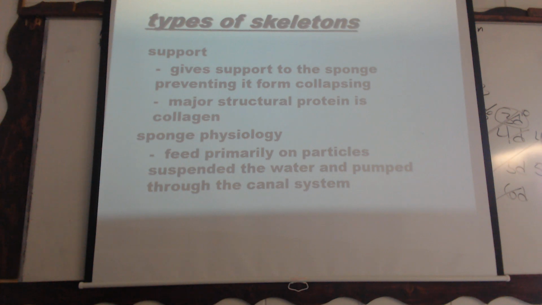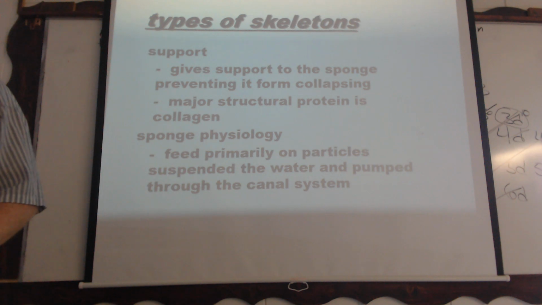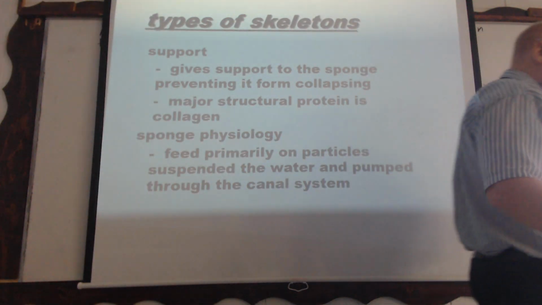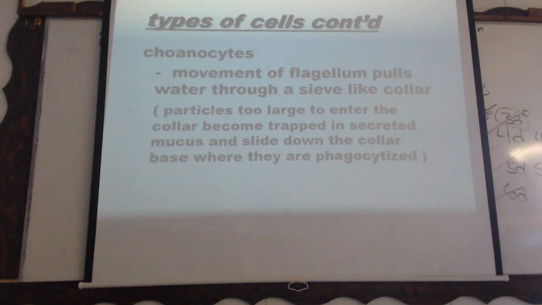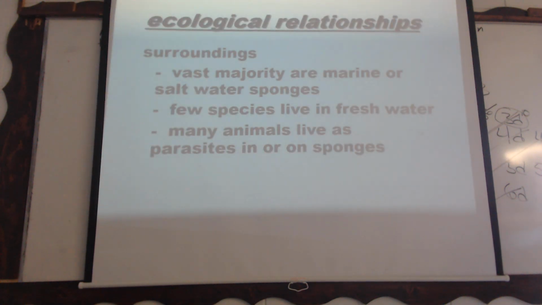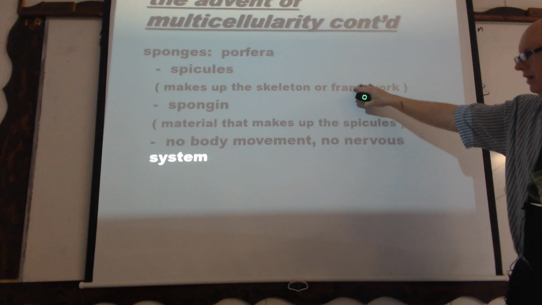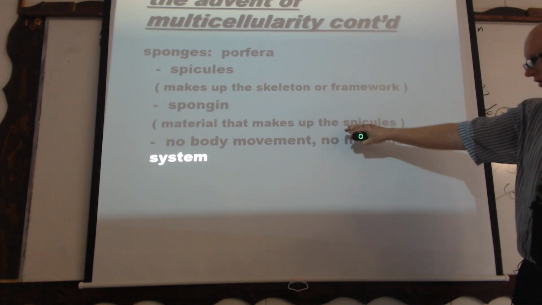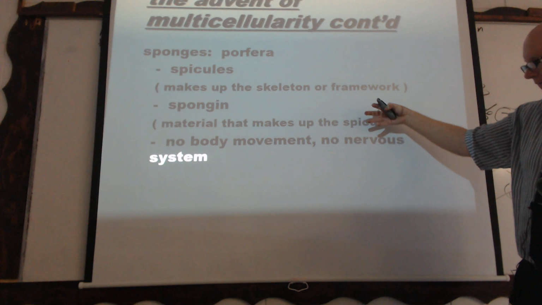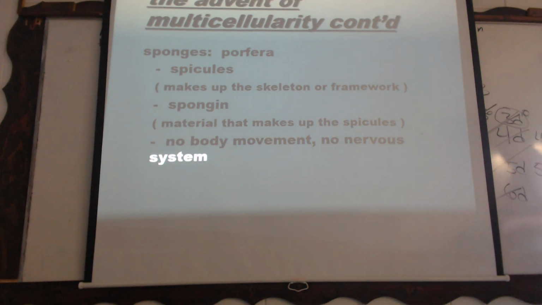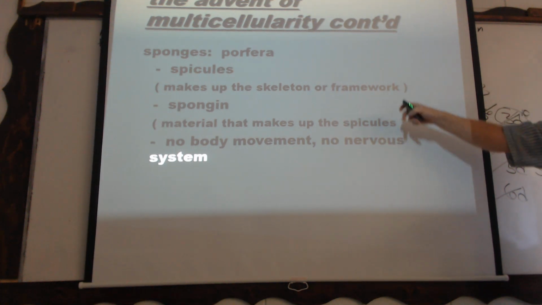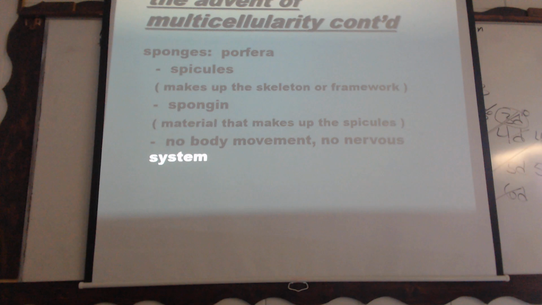So when you look at spongin, that would be the material that makes up the spicules. That's what we're looking for. Spongin. Okay. So spicules make up the skeleton or framework, and the spongin makes up the spicules. It's kind of like a type of collagen, a protein that helps make up the spicules to hold the sponge together.